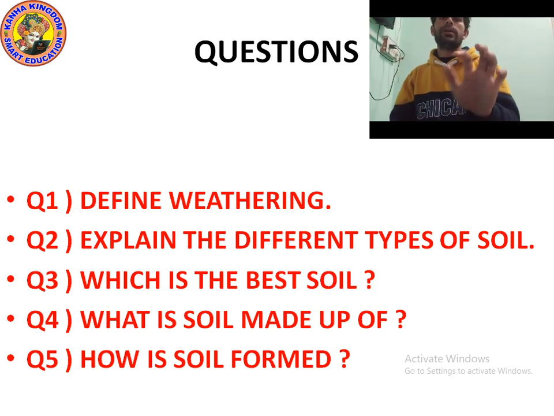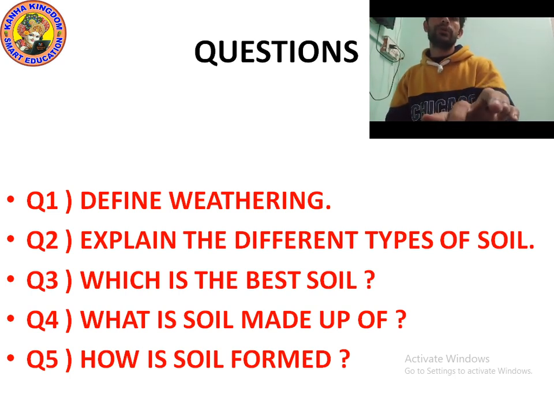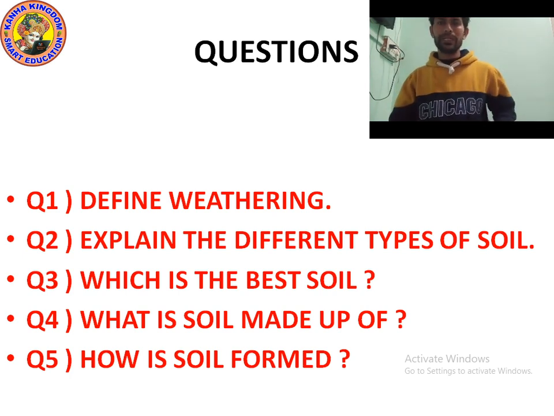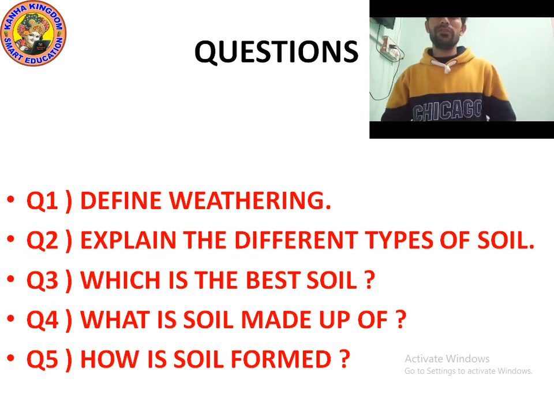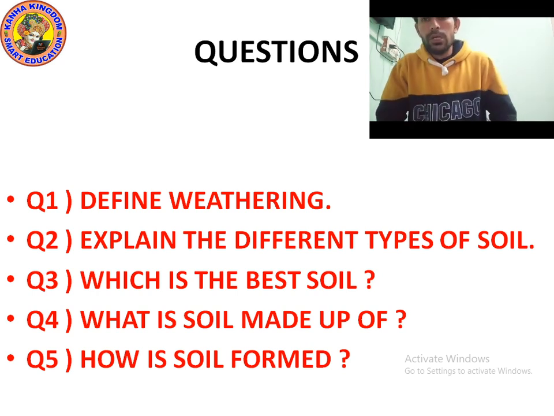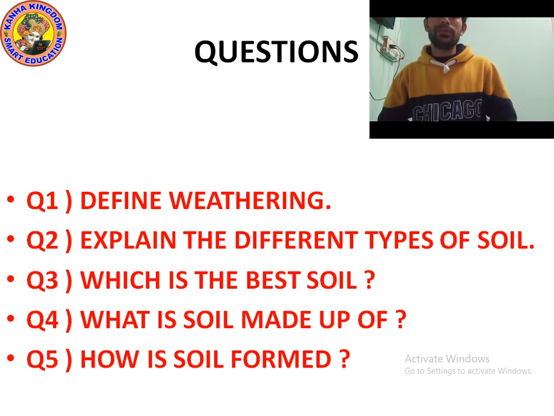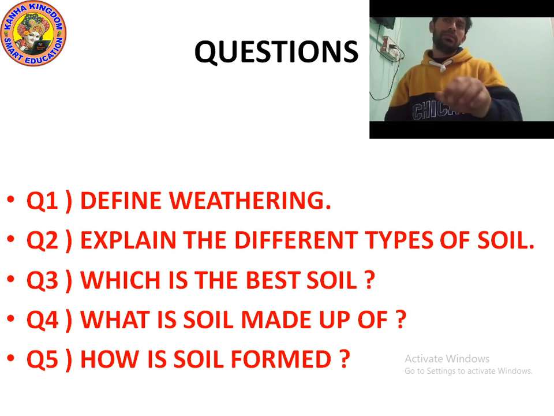Now, question number 4. What is soil made up of? Kids, you know what is soil? The mixture of rock particles and humus is called soil. So we can say that soil is made up of rock particles, humus, bacteria, water, and minerals. Apart from these, sand and clay are also included in soil.